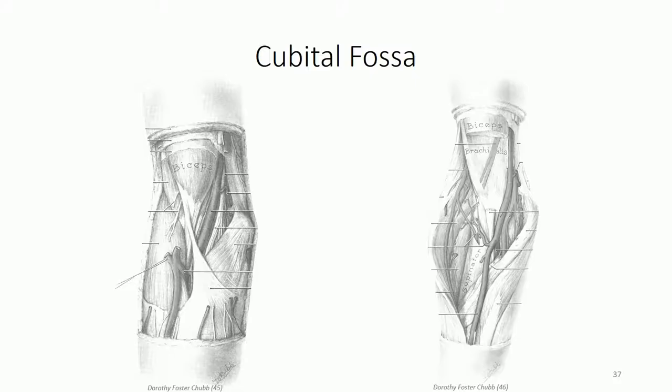The space is triangular, defined by imaginary lines connecting the epicondyles and the borders of the brachioradialis and pronator teres muscles, which we will discuss in the next lesson. The floor of the cubital fossa is formed by the brachialis muscle proximally and another forearm muscle, the supinator, distally. The roof of the fossa is covered by the superficial fascia, which is slightly thicker in this region due to the presence of the bicipital aponeurosis. This provides a little more protection to the underlying structures from penetrating injuries.